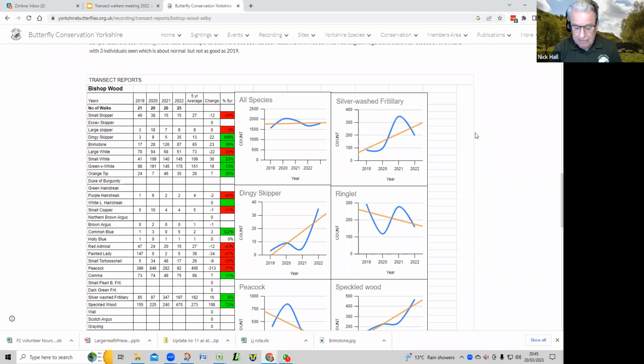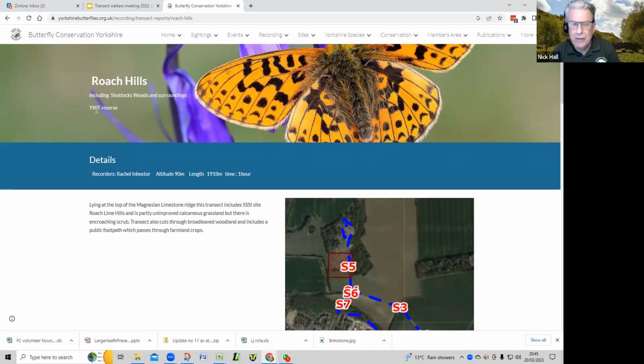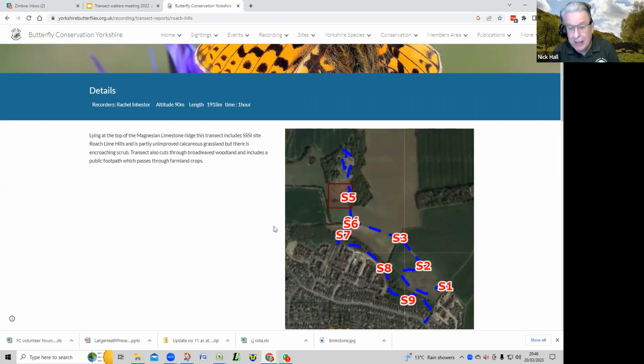Roach Limehills. Is Rachel with us tonight? So Roach Hills, there we go. If you're not familiar with this, this is a Yorkshire Wildlife Trust site. I think they no longer look after it. It's an interesting transect in that it has partly farmland, partly takes in an old wood, and a beautiful area of calcareous grassland, which has been heavily restored by Yorkshire Wildlife. They've done a quite good job.